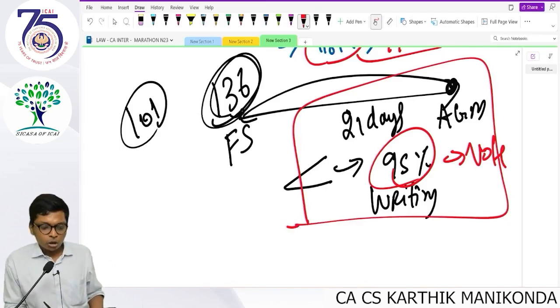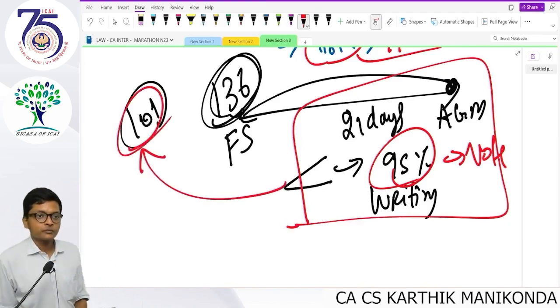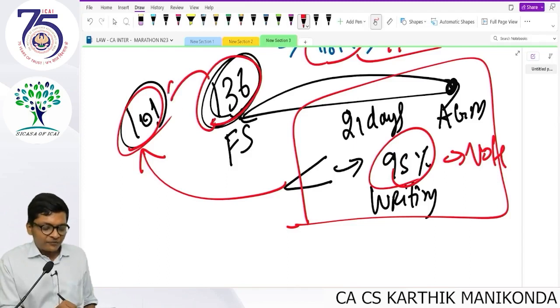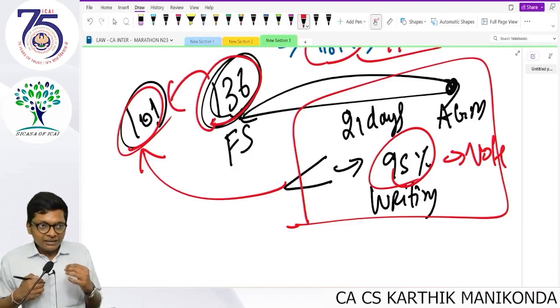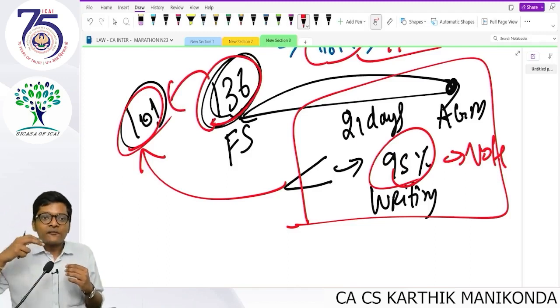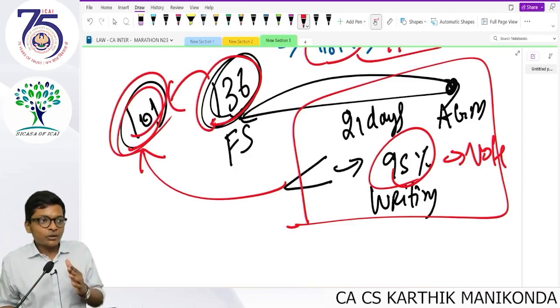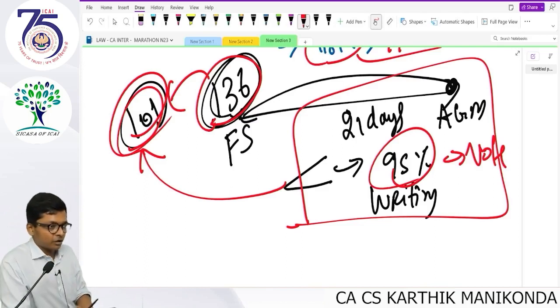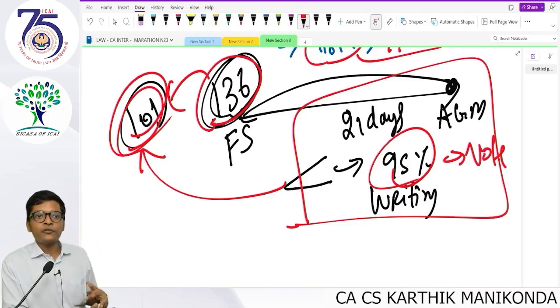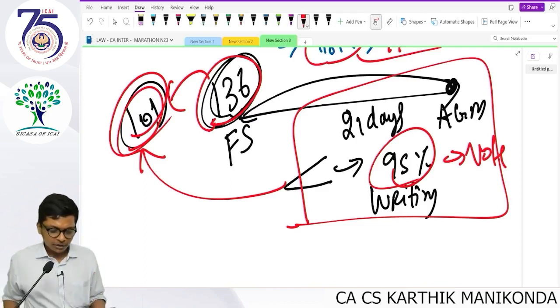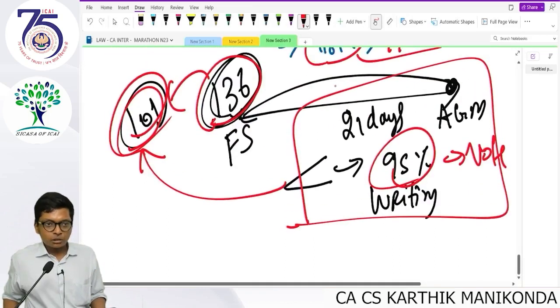Same concept, copy paste of 101. Basically 136 is copied from 101. 136 is circulation of financial statements to members. 101 is circulation of notice to members. Are you following, guys? Hello? Okay. 136 is not yet done.